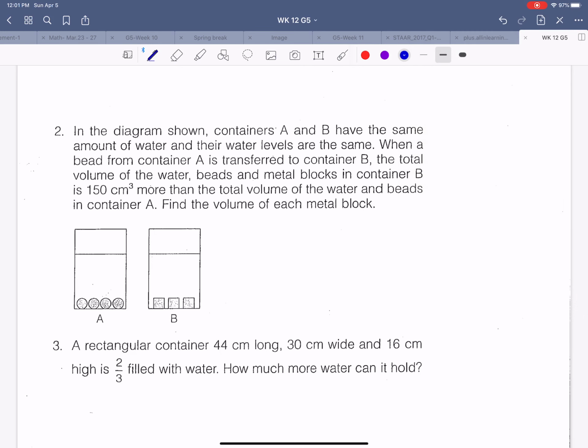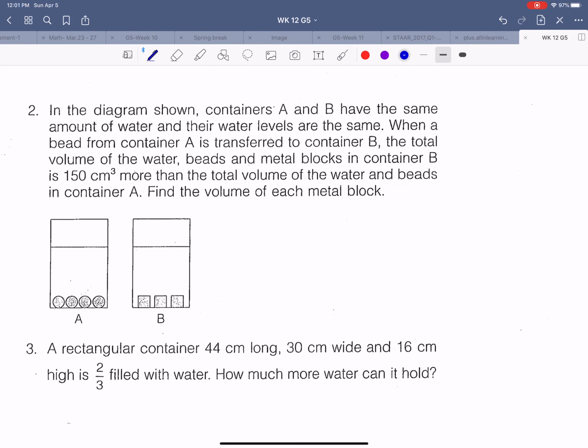Go ahead and read this question by yourself first. Alright, number 2. We have container A, B. They have the same amount of water. Okay, make sure to underline the key information. Same amount of water, same water levels. Guys, think right now. They have the same water, they have the same water level. What does that tell you?